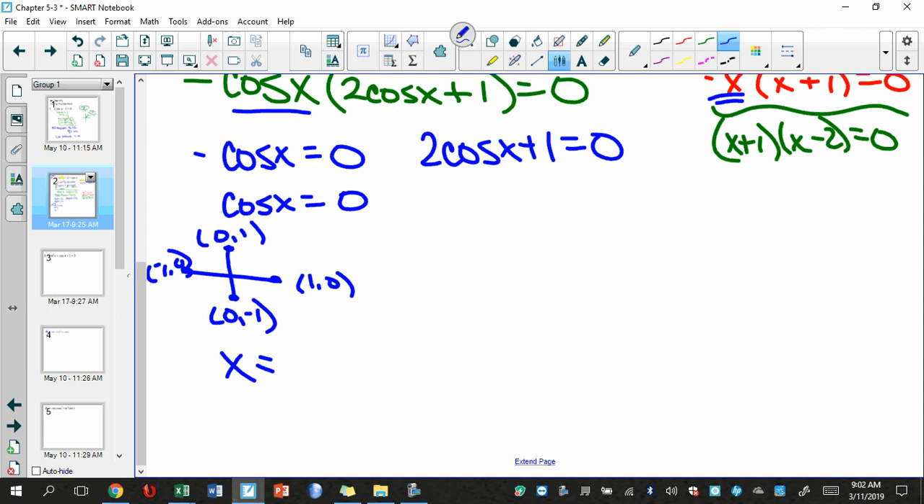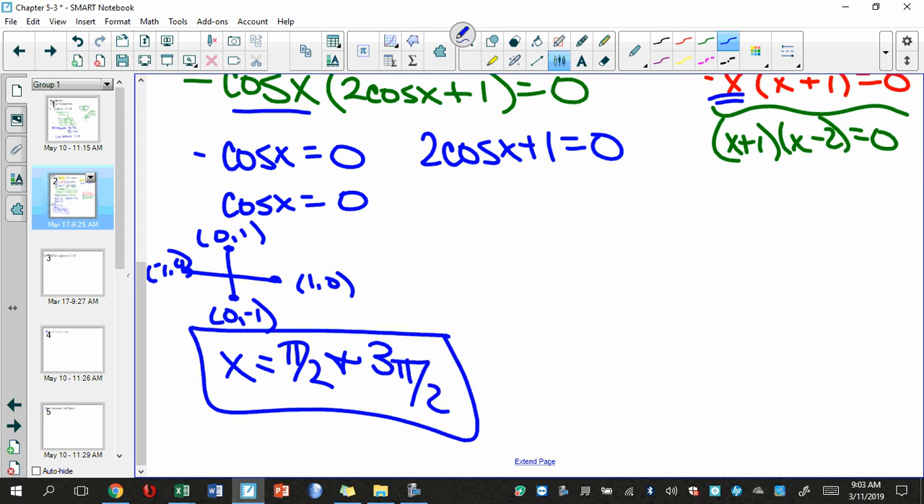What does x equal? When is cosine 0? At 90 degrees, which is what radian measure? At pi over 2. And where else is the cosine 0? At 3 pi over 2.